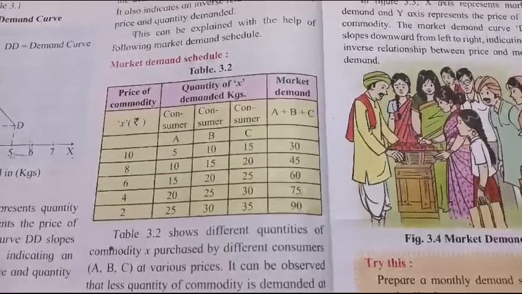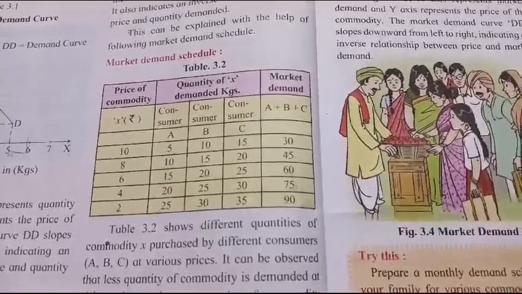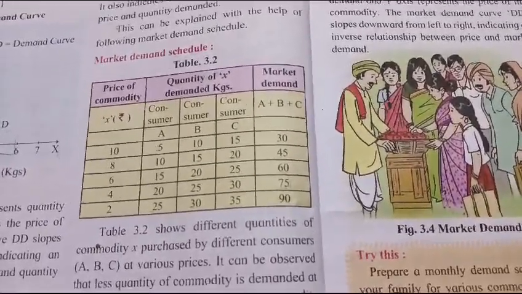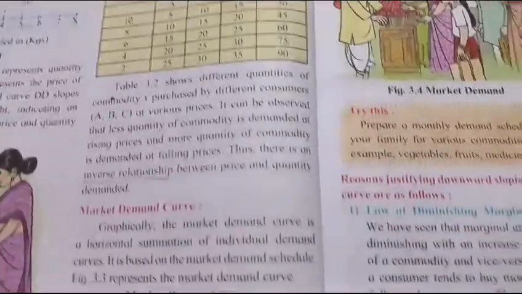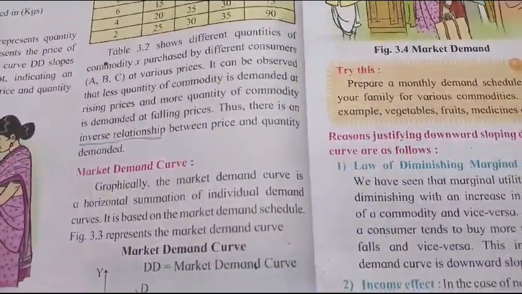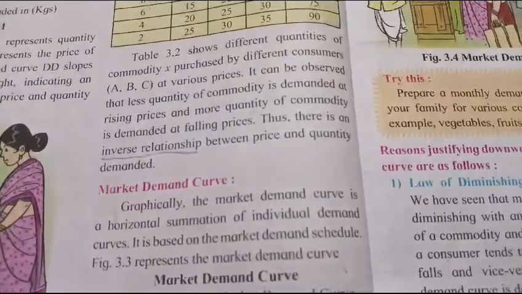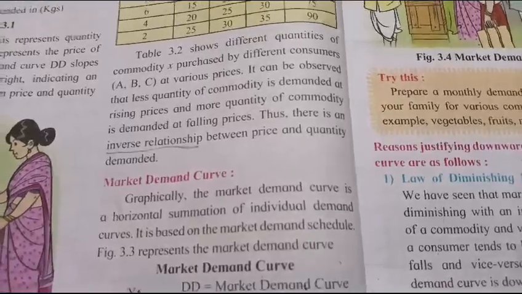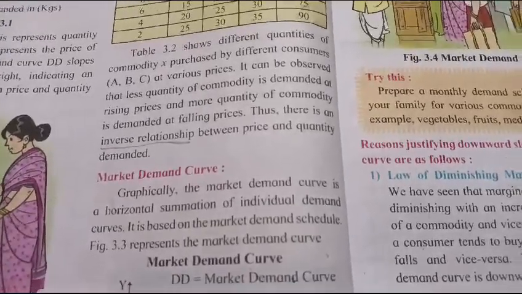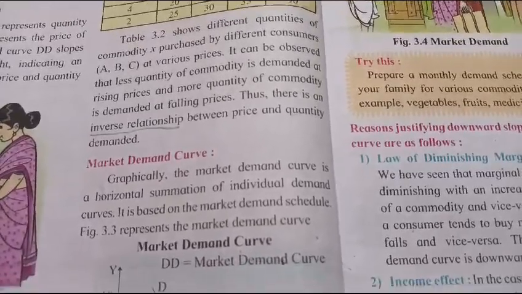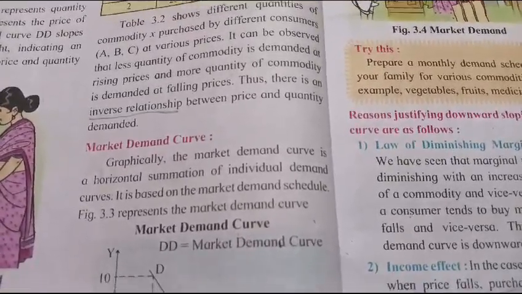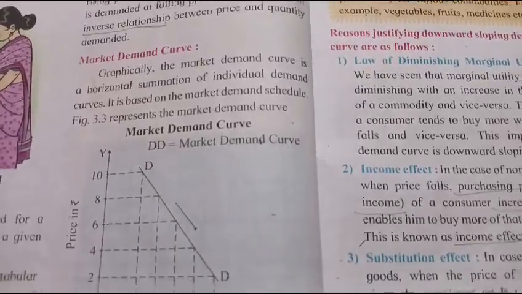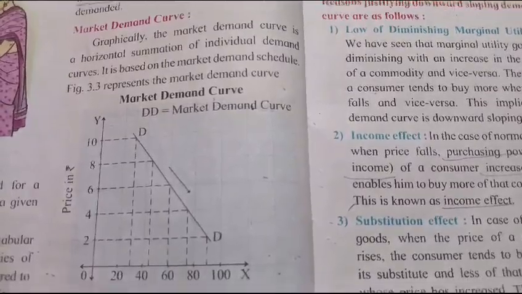This can be explained with the help of following market demand schedule. Market demand schedule, Table 3.2. Table 3.2 shows different quantities of commodity X purchased by different consumers A, B, C at various prices. It can be observed that less quantity of commodity is demanded at rising prices and more quantity of commodity is demanded at falling prices. Thus, there is an inverse relationship between price and quantity demanded.